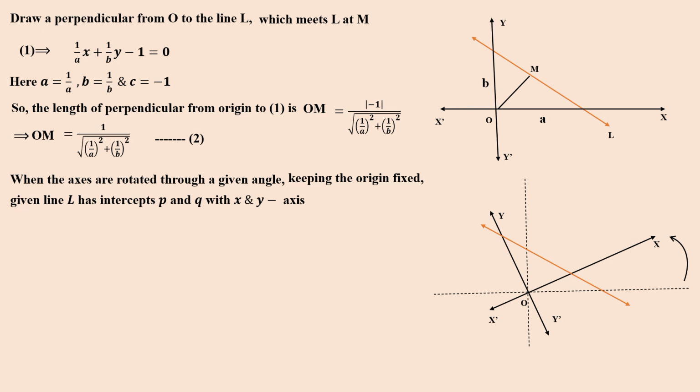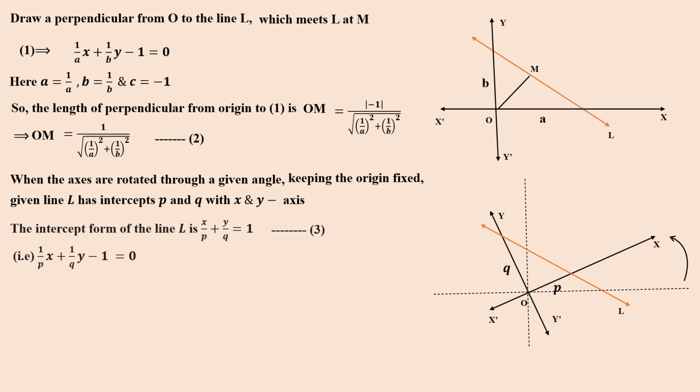So this is the line. We are keeping the line the same. So A and B are the x and y intercepts of the original line with respect to the original position. Now it is transformed to the new position. So here P and Q are the x and y intercepts. So the intercept form is x by P plus y by Q is equal to 1. This is equation number 3.